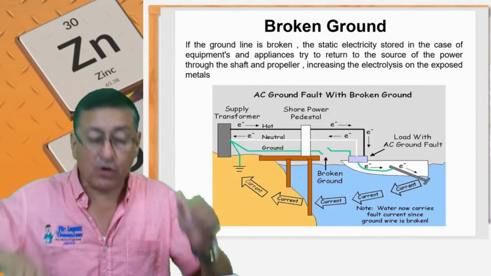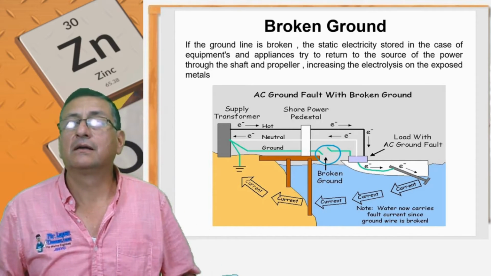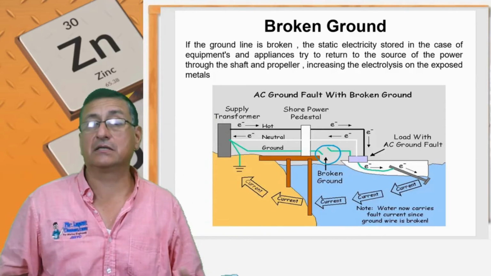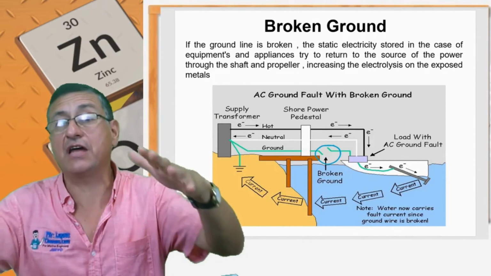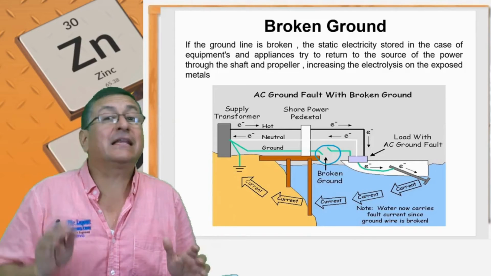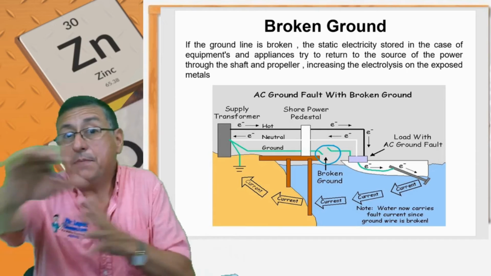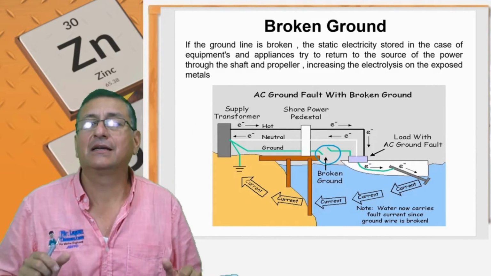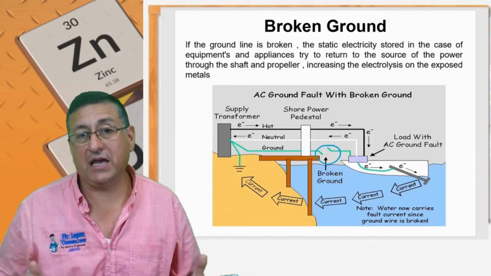If the ground is broken like this here, that static electricity is stored in the case and erodes and destroys everything. That static electricity tries to be drained through any part. If nobody touches the case, that static electricity erodes the frame of the equipment.